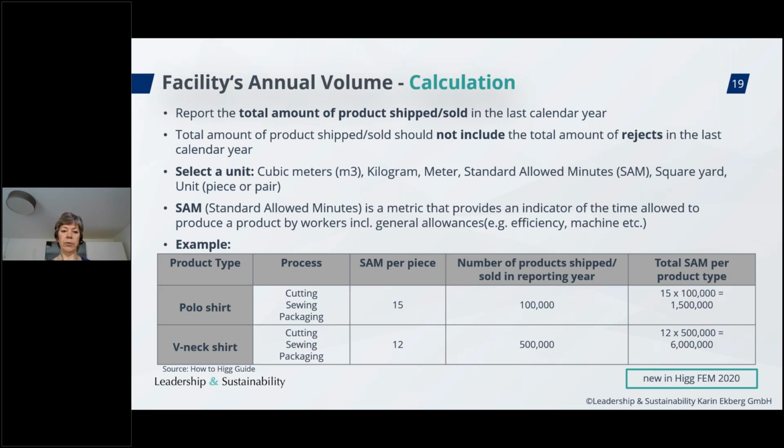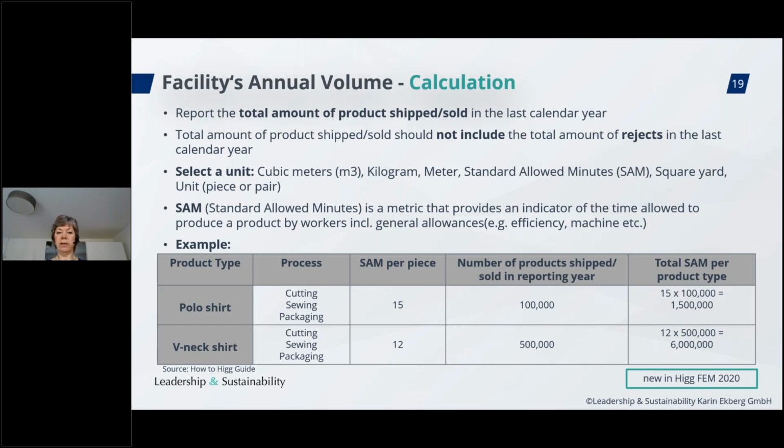And you can see the processes, they are the same, but the time needed is different. So the SAM per piece for the polo shirt is 15, and for the V-neck shirt it's 12. And then we also see the number of products shipped or sold in the reporting year. And if you multiply this, you get the SAM per product type.